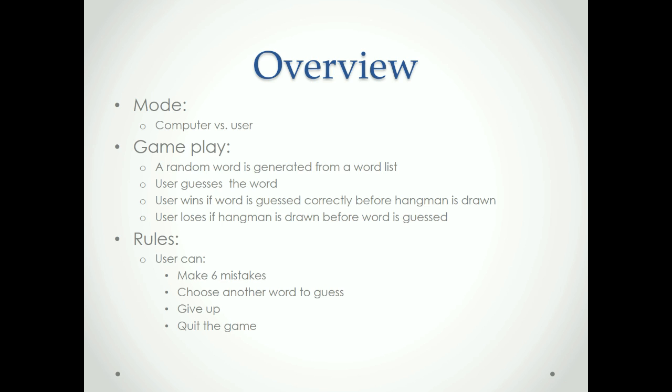The gameplay is pretty straightforward. A random word is generated from a pre-made word list. The user then attempts to guess the word by choosing the letters. The user wins if the word is guessed correctly before the hangman is fully drawn out. The user loses if the hangman is drawn before the word is guessed completely. In terms of rules, the user is allowed 6 bad guesses. The user has the options to choose another word to guess, give up, or even quit the game.